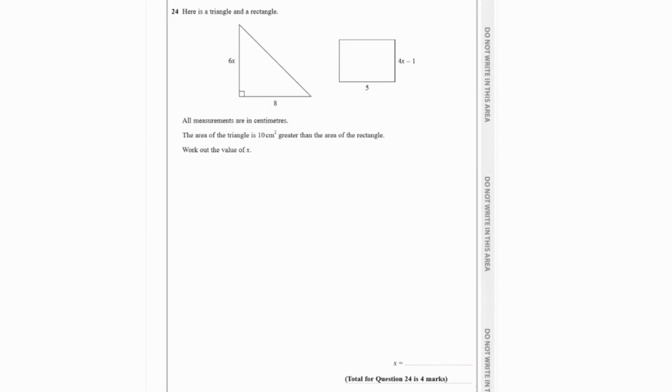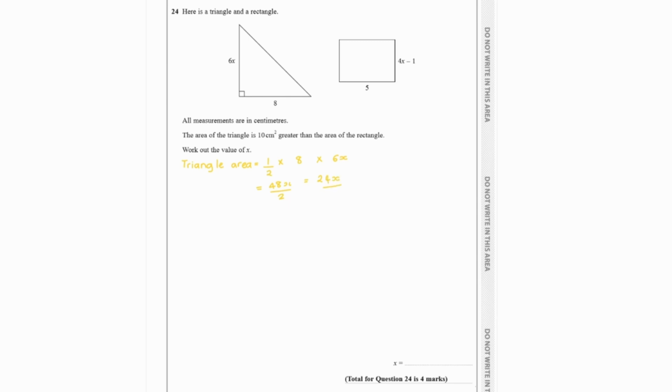Question 24. Here is a triangle and a rectangle. All measurements are in centimeters. The area of the triangle is 10 centimeters greater than the area of the rectangle. Work out the value of x. First, we can start by making an expression for the triangle's area. The area of a triangle is given by a half times base times height. So we can substitute the base for 8 and the height for 6x. If we multiply that out, that gives us 48x over 2, and we can simplify that to 24x.